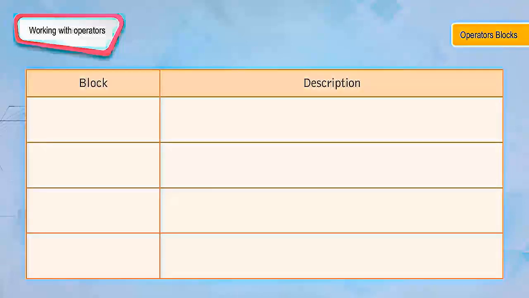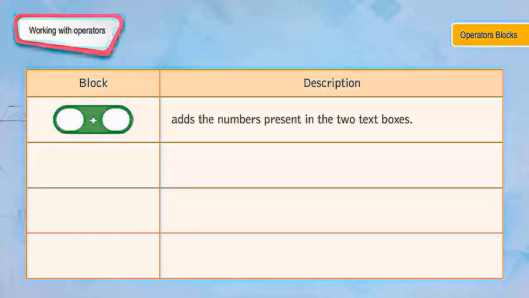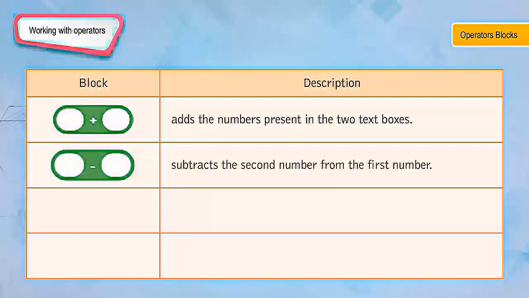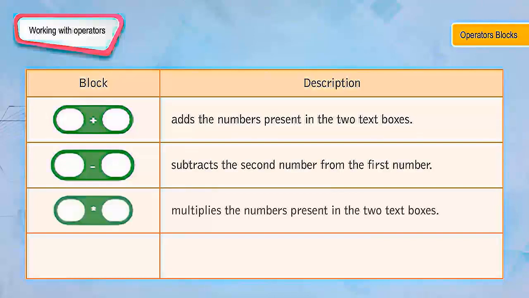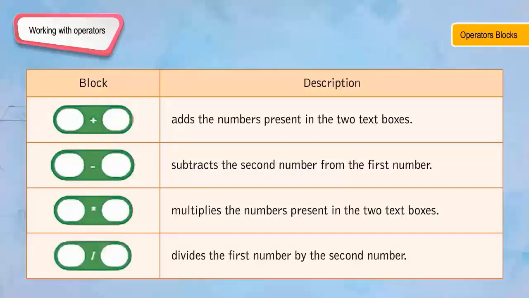Block description. Adds the numbers present in the 2 text boxes. Subtracts the second number from the first number. Multiplies the numbers present in the 2 text boxes. Divides the first number by the second number.